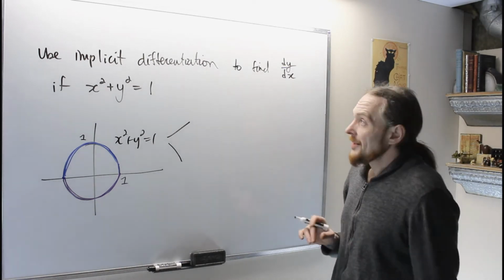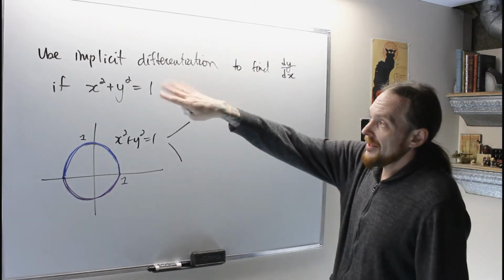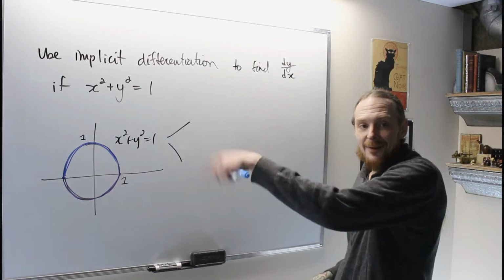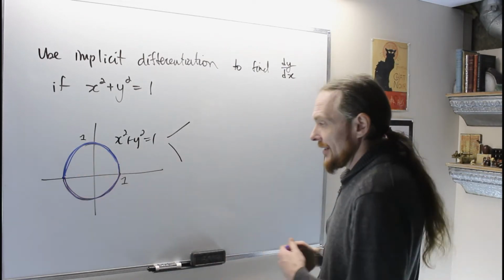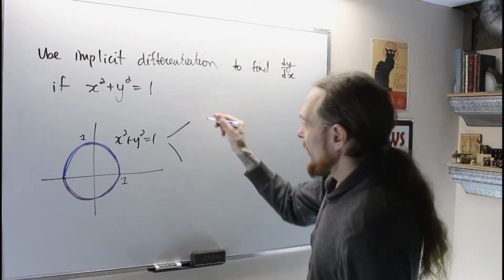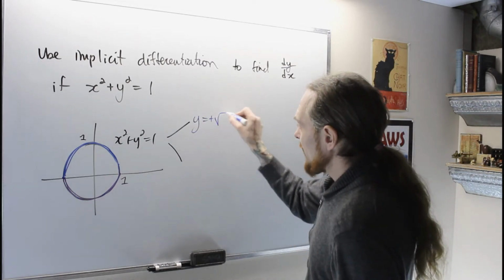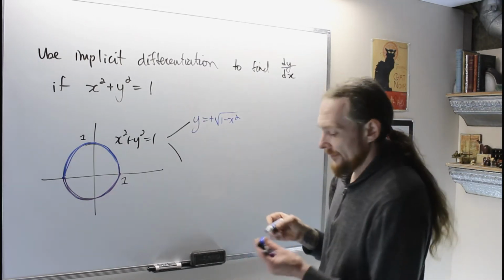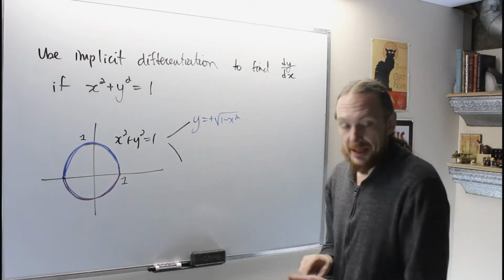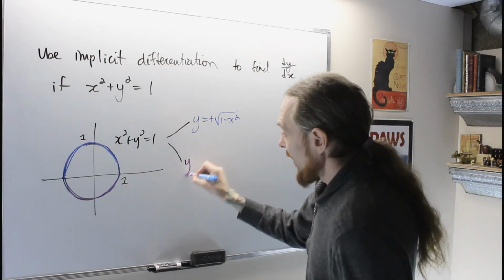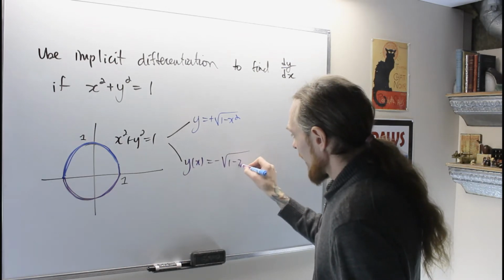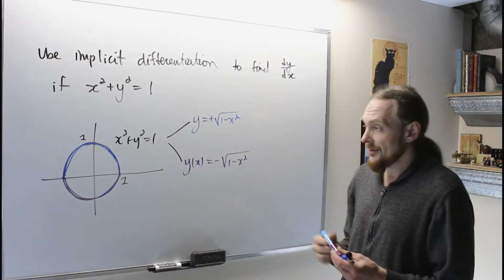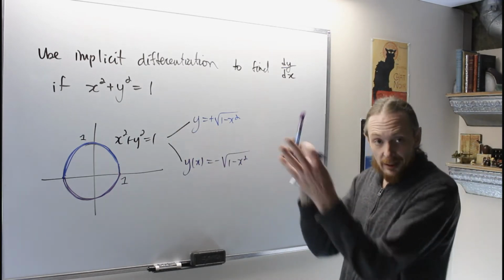Essentially what we're going to do instead is use implicit differentiation and pretend that everywhere we can locally solve. Locally on the top half we can solve for y, and y will be the positive square root of 1 minus x squared. On the bottom half we can locally solve for y of x explicitly as the negative square root of 1 minus x squared. So we can explicitly solve on the top and the bottom half, we just can't do it globally.